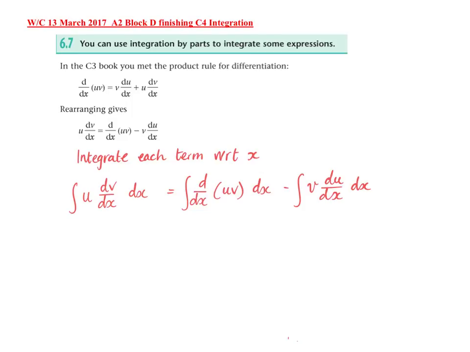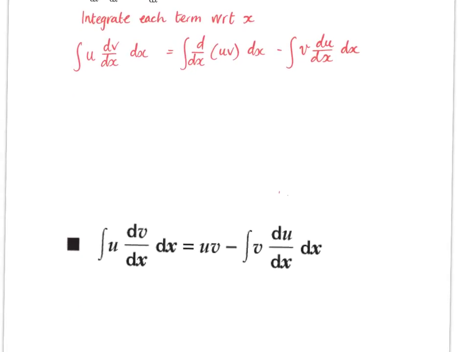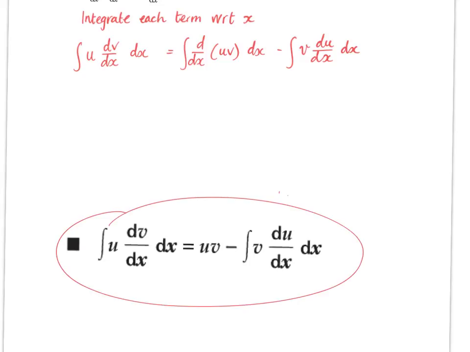And what we'll see here is that this part here can actually be simplified, because differentiating a function and then integrating it leaves it absolutely unchanged. So this part here can actually just be uv, and that gives us the formula at the bottom, this one here. Now this is integration by parts, and this is actually given to you in the formula booklet.